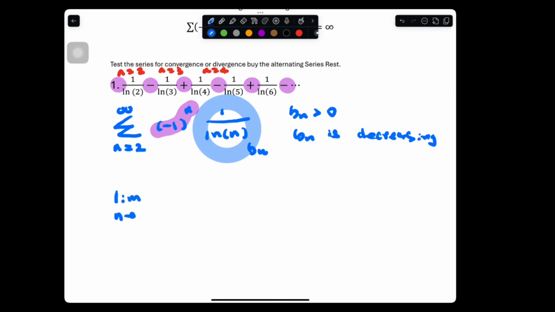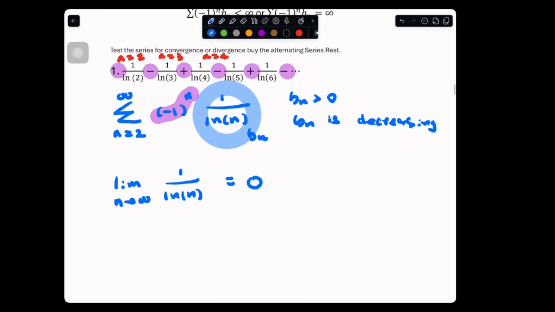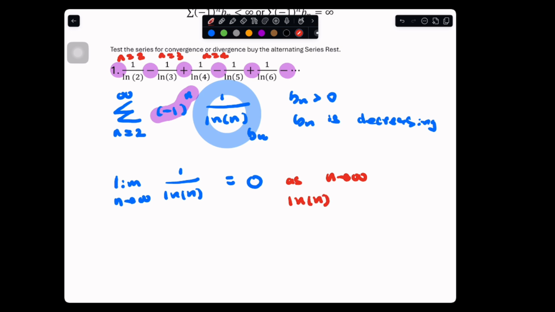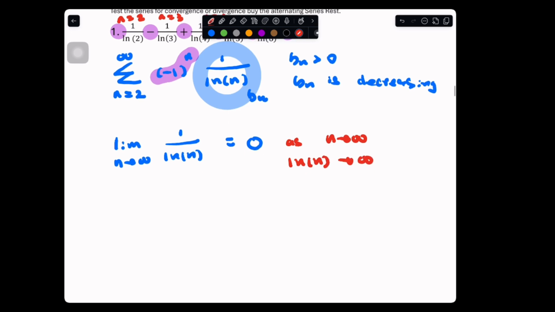What do you have to show? The limit as n goes to infinity of 1 over the natural log of n. What does this actually equal? That's a 0. Is that true? Because we know as n gets big, the natural log of n goes to infinity. So the ratio of 1 over the natural log will go where? To 0. This is a justification.